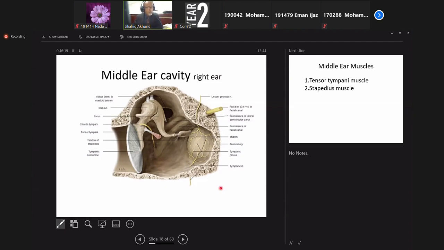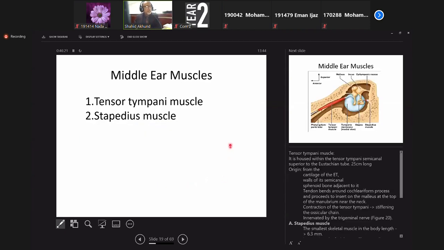We talked about it. Now these two muscles, tensor tympani and stapedius muscle, let's look at them in a little more detail.